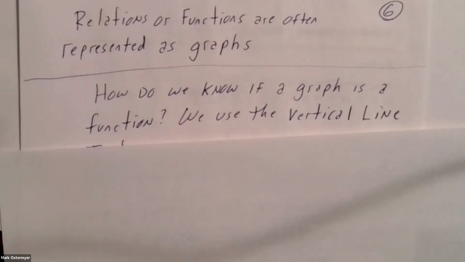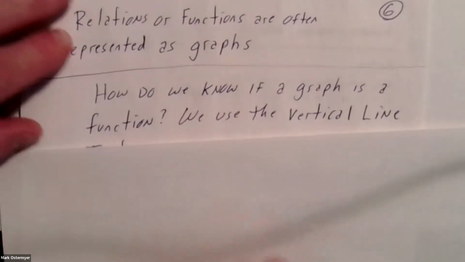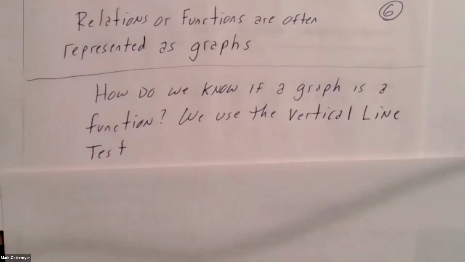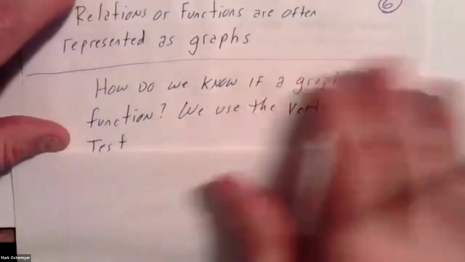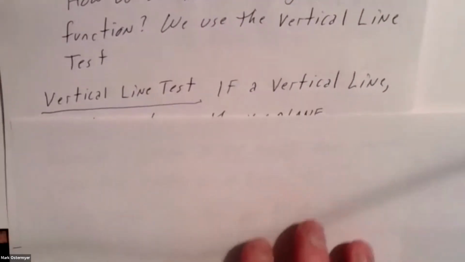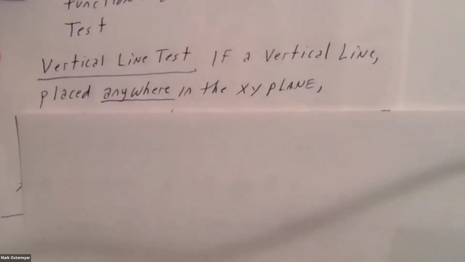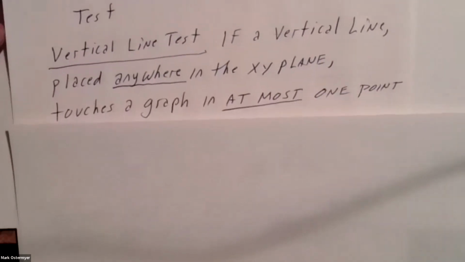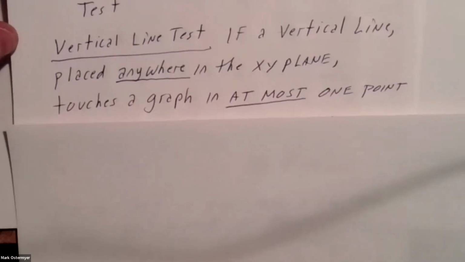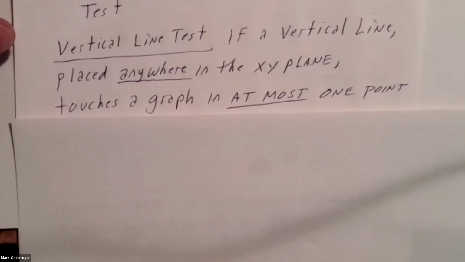We can subject the graph to a test called the vertical line test. The vertical line test is used to determine if a relation's graph qualifies as being a function. It's a very easy test to administer. So how do we administer the vertical line test? Well, what we do is we take a hypothetical vertical line, and we place it anywhere in the XY plane.